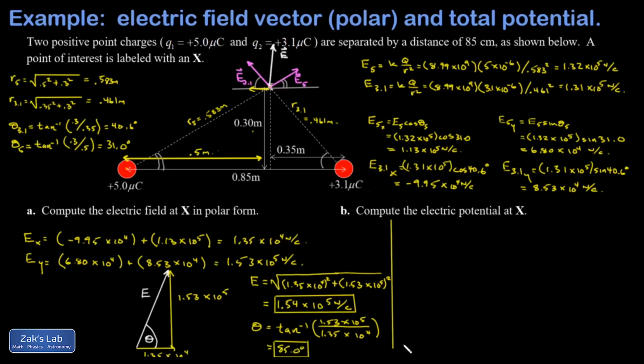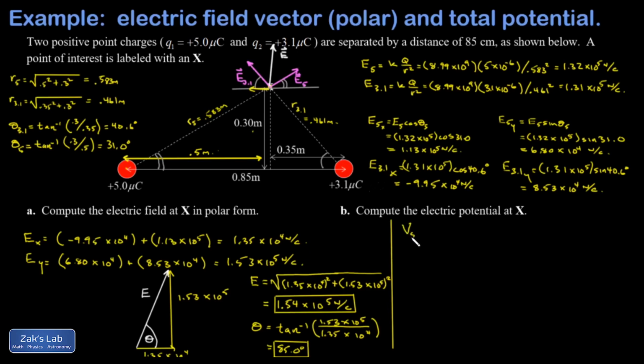In part B, we're asked to compute the electric potential at this point of interest. And there's an important contrast to draw between electric field and electric potential. Potential is a scalar. So I don't have to worry about all this vector stuff when I deal with potentials. I can just look at the contribution to potential from each of these point charges and add together those two potentials to get the total.